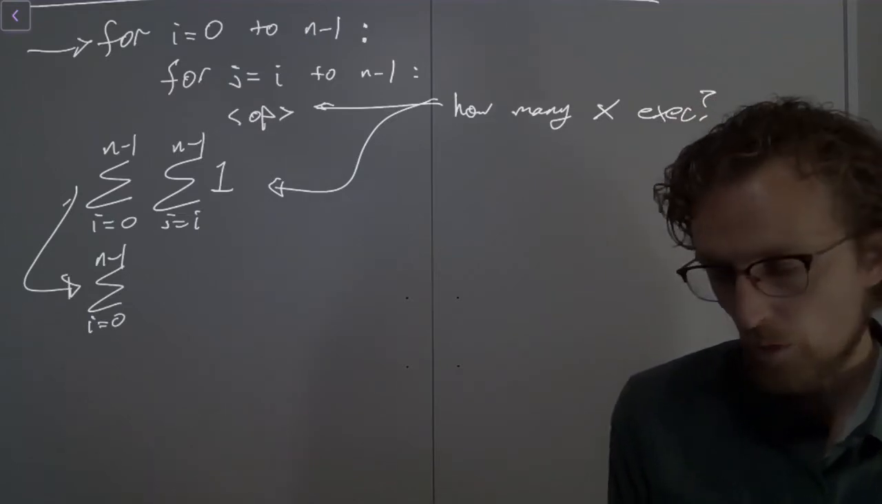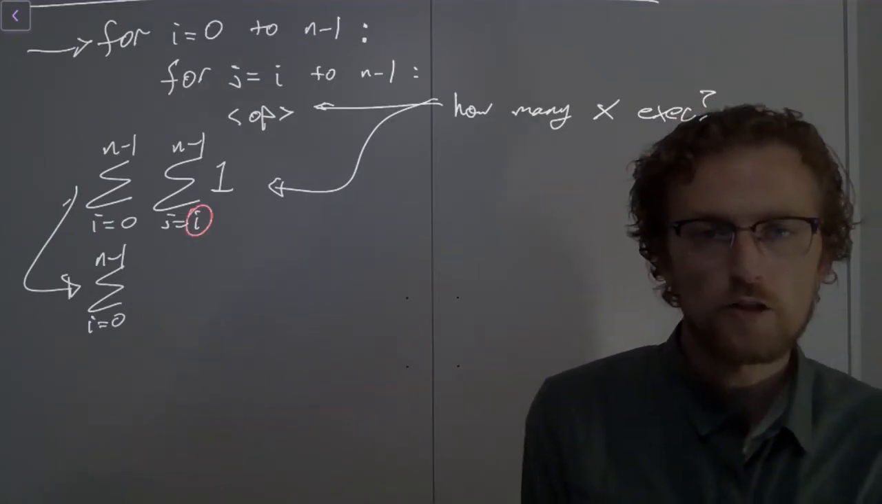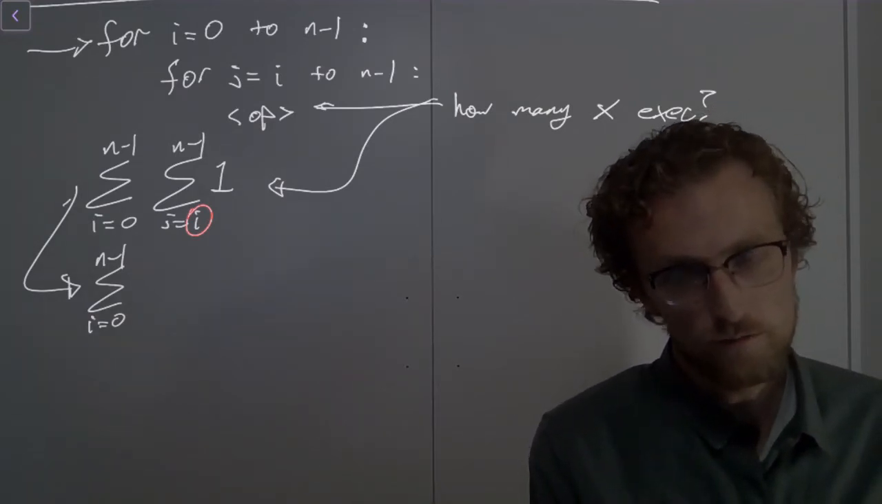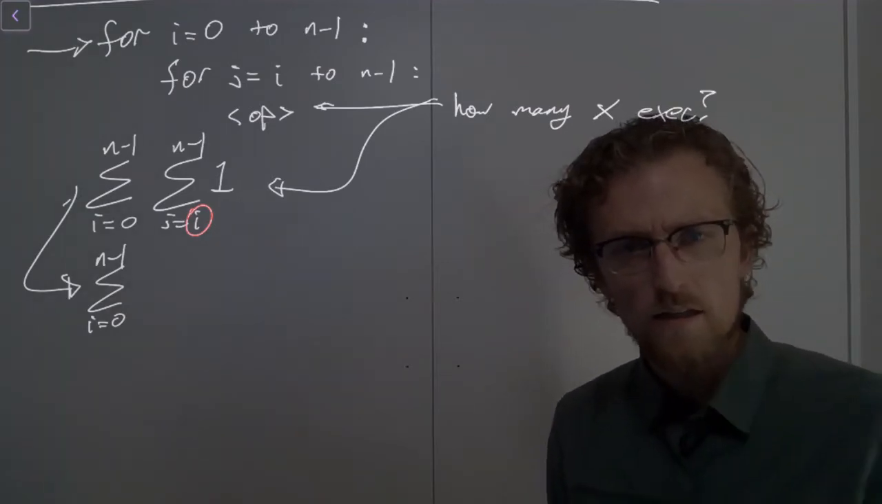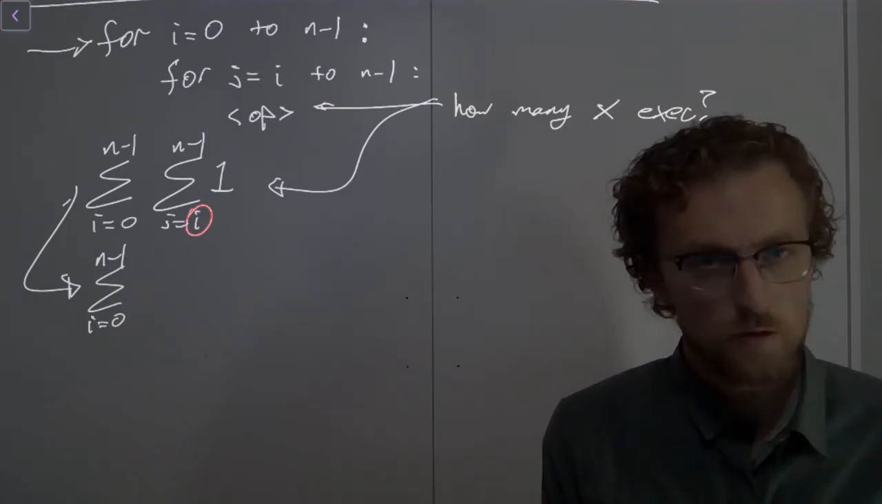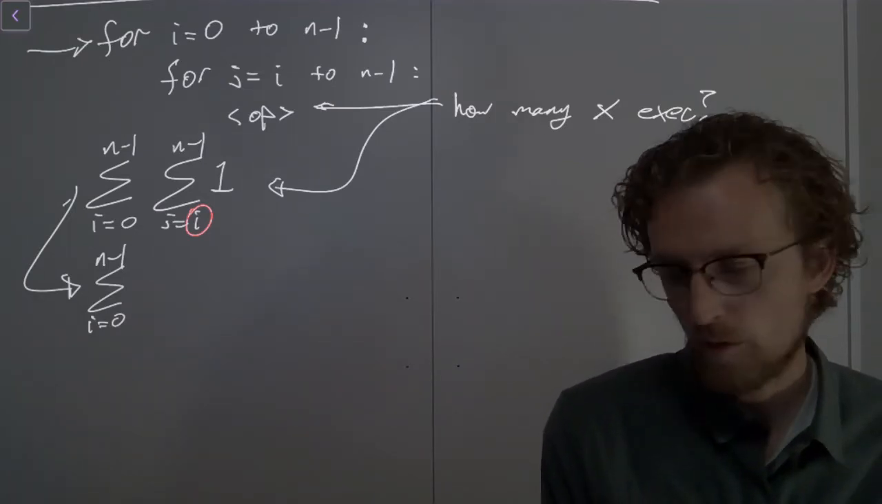Now, from the standpoint of the inner sum, i is just a number. So I'll just treat it like a number. I'm not going to treat it like anything special. I'm not going to say i is i. I've got to remember that i is some index from some other summation. No, I'm just going to treat it like a number. It's a variable that has a number stored in it.